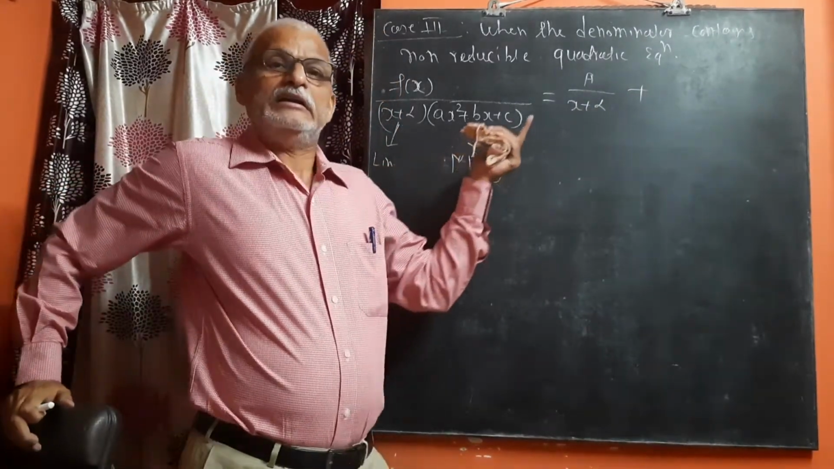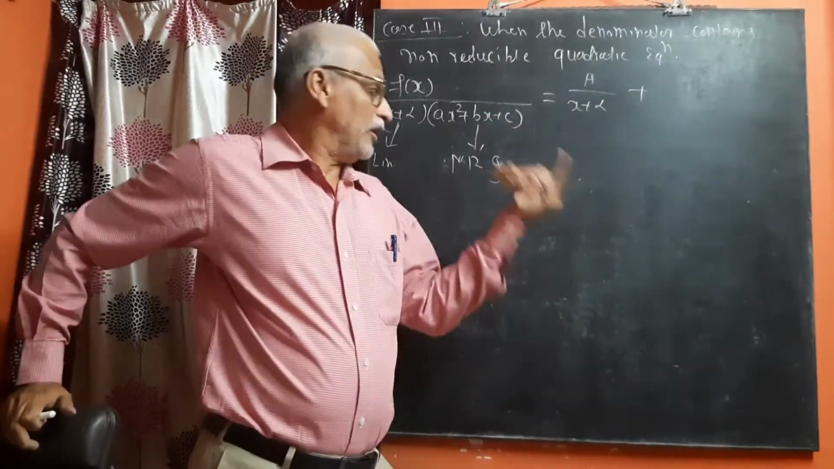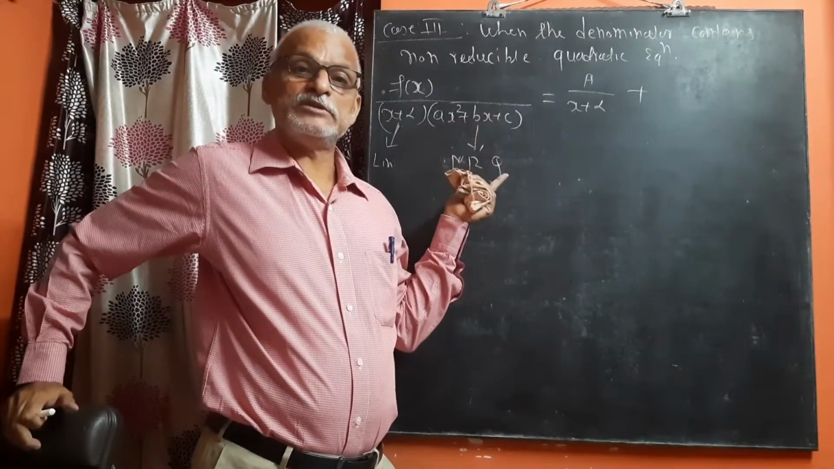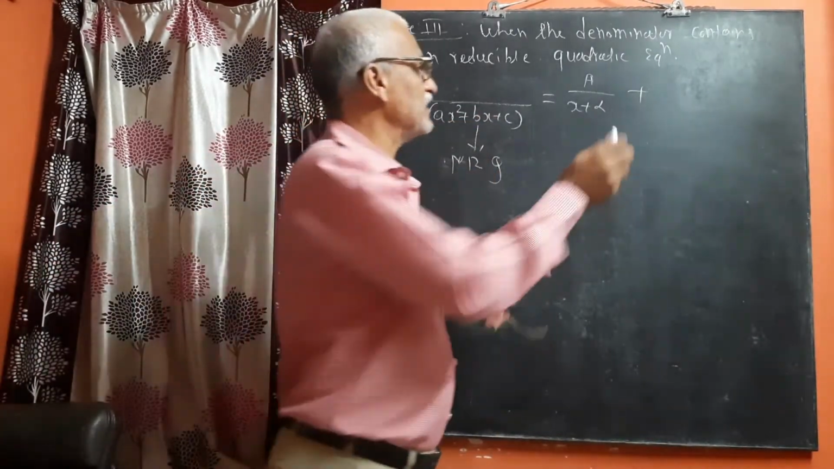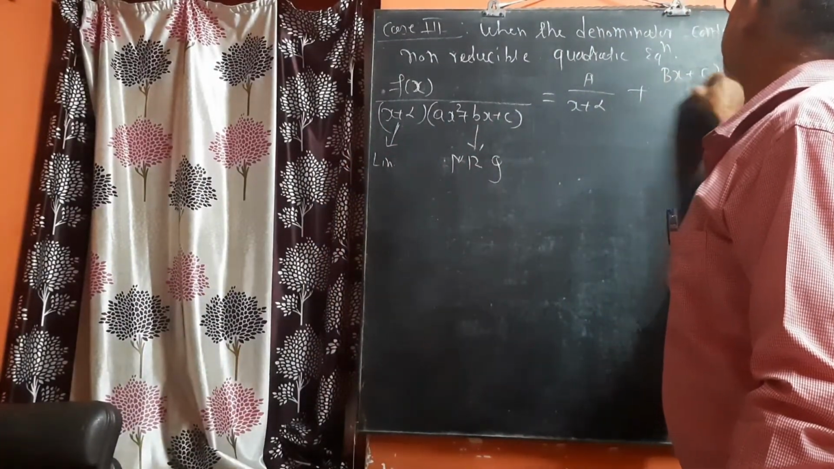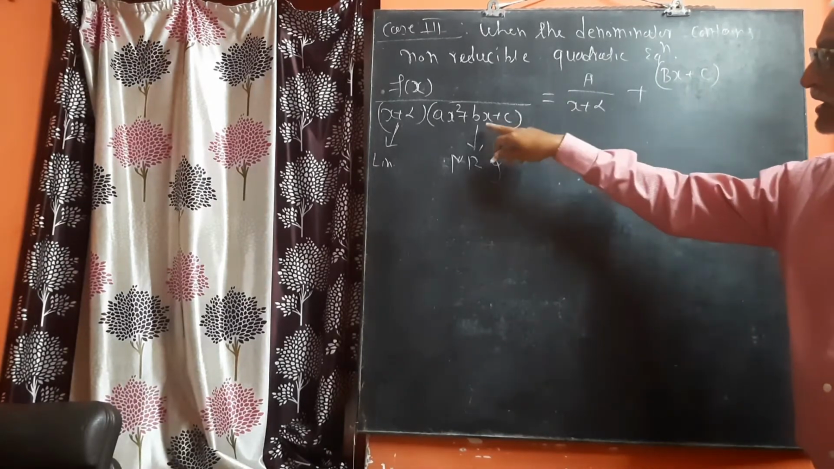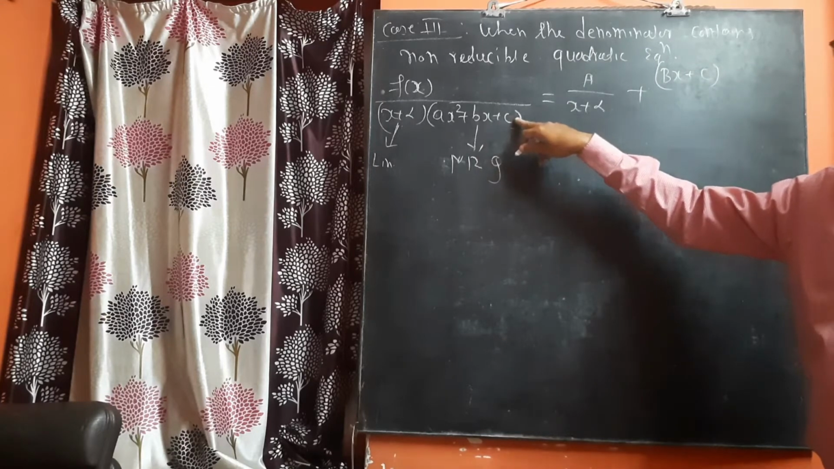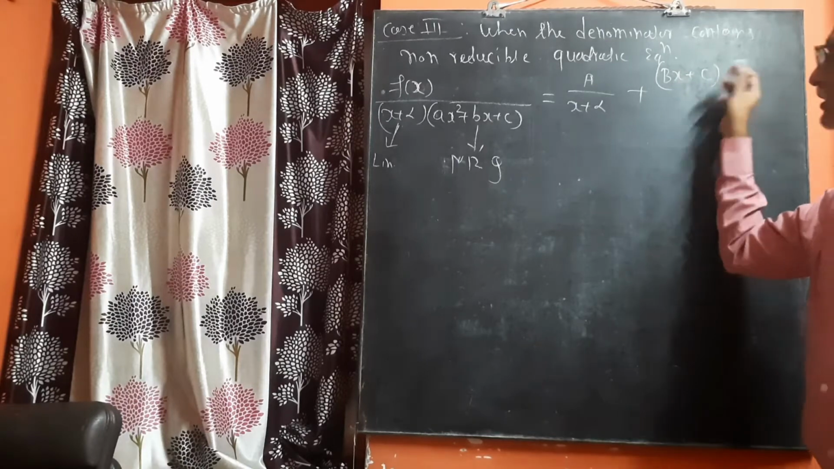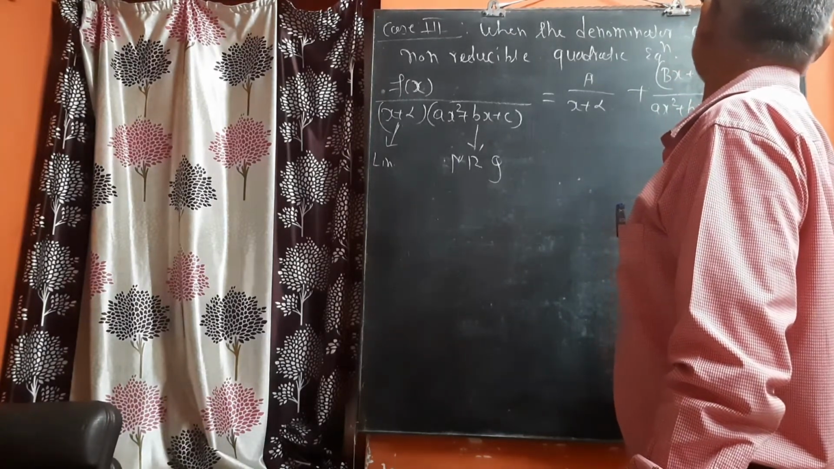Till now we have seen the linear factors only. Now here we are going to see quadratic factors, quadratic equations whose factors are not possible. So for the quadratic equation, you have to consider a linear expression in the numerator, that is in the form of Bx plus C. You have to remember this. If there is a non-reducible quadratic equation, then you have to consider Bx plus C, that means the linear factor in the numerator divided by ax square plus bx plus c.